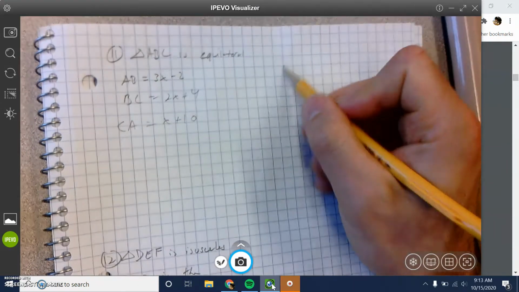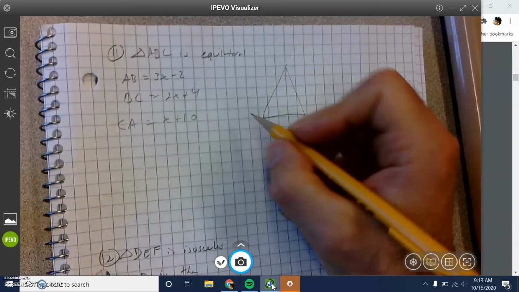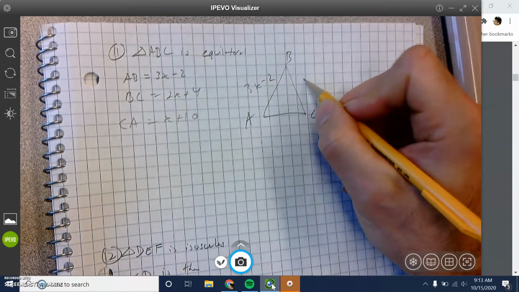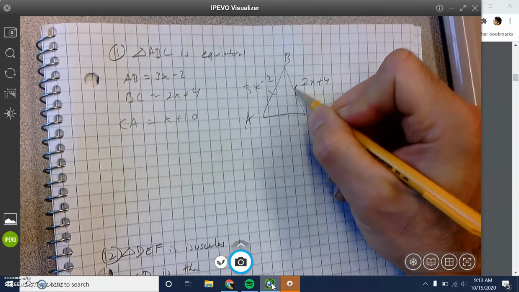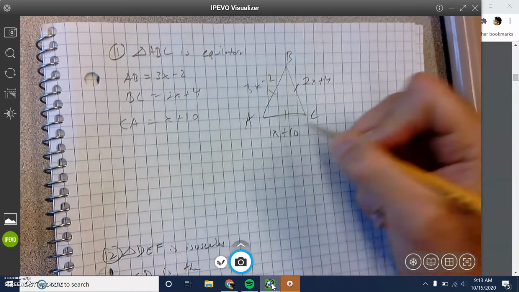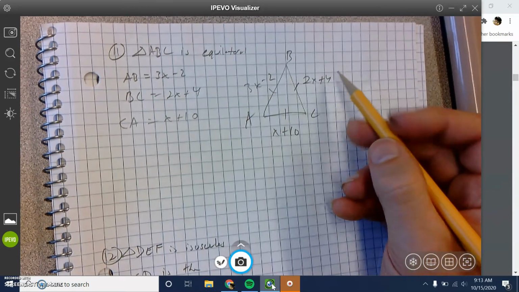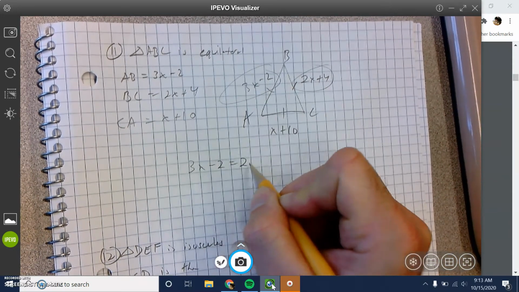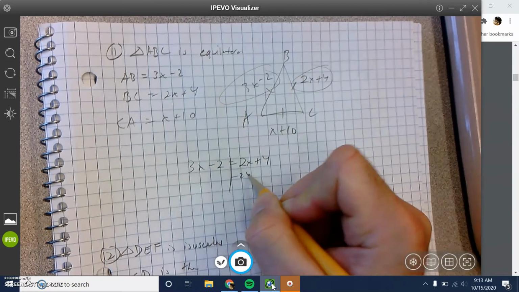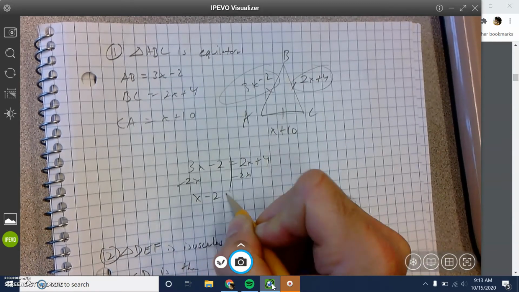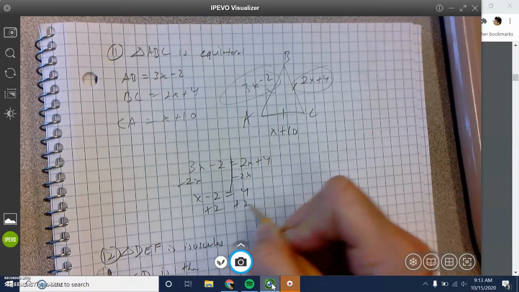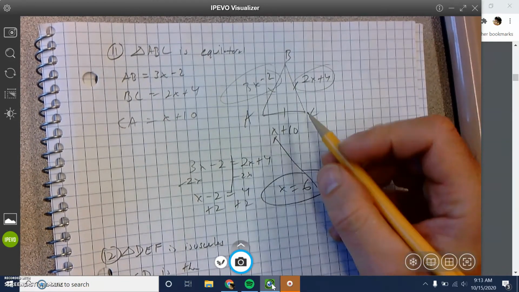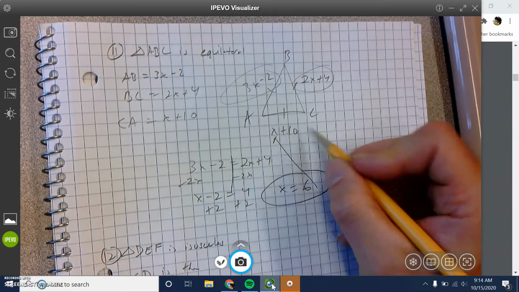Okay. ABC is equilateral. I'm going to go faster on this. So ABC. AB is 3x minus 2. BC is 2x plus 4. All sides are congruent. The third is x plus 10. So I'm going to choose two sides. It doesn't matter. Let's choose these two. 3x minus 2 equals 2x plus 4. Subtract 2x. x minus 2 equals 4. Add 2. x equals 6. Cool. So x, 6, plus 10 is 16.